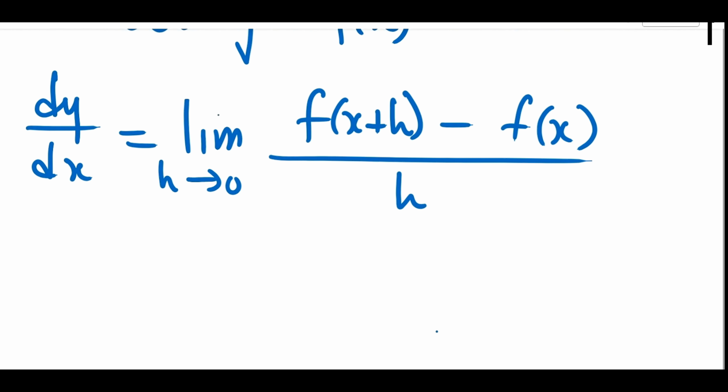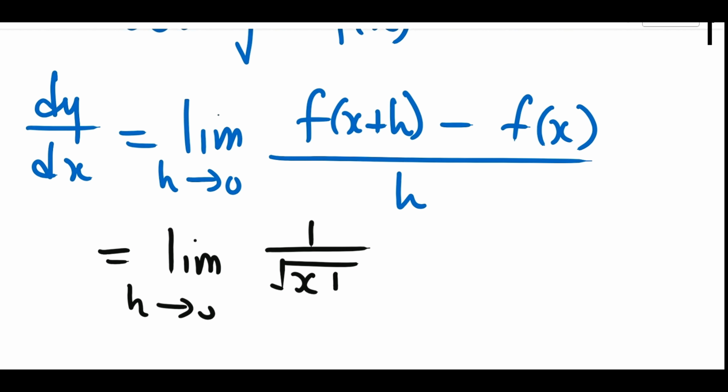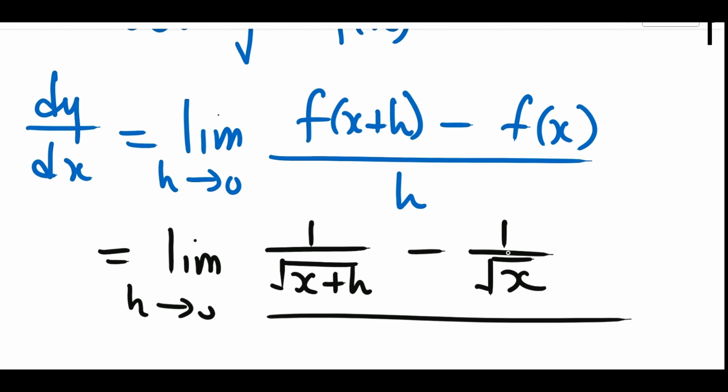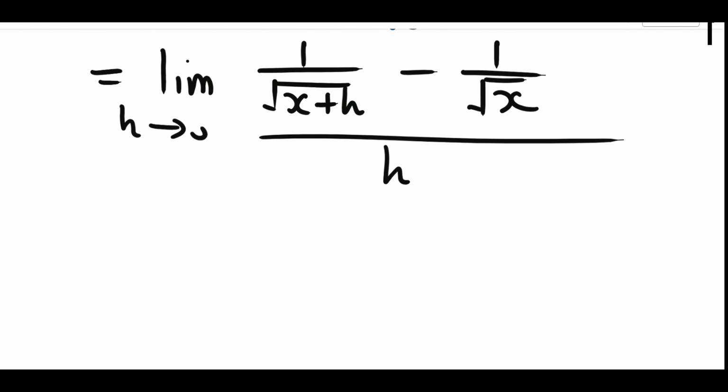Since we have the various components, let us plug them in. So we have the limit as h approaches 0. For f of x plus h, we have 1 divided by the square root of x plus h. Then f of x is the original function, 1 divided by square root of x, everything divided by h. Alright. So let's continue to simplify. We need to simplify the two fractions first.